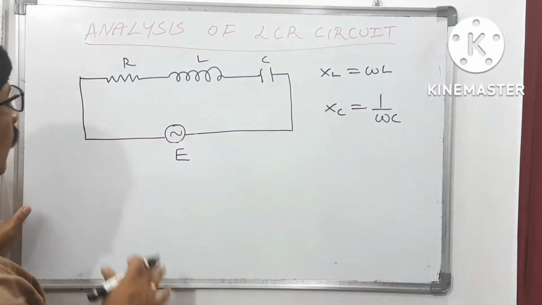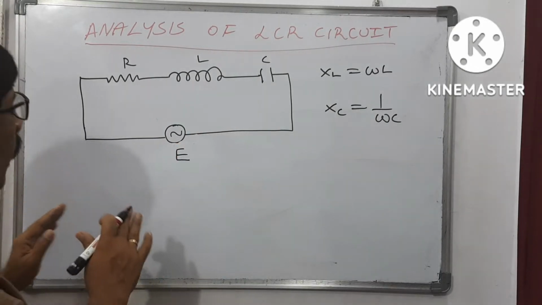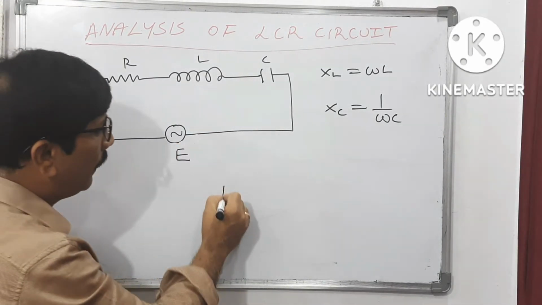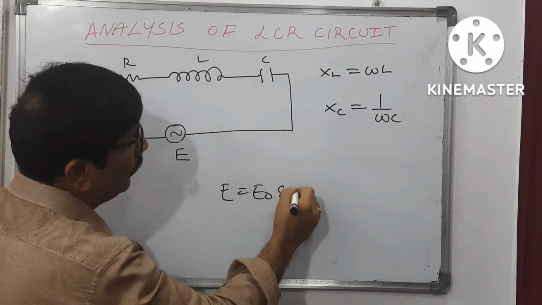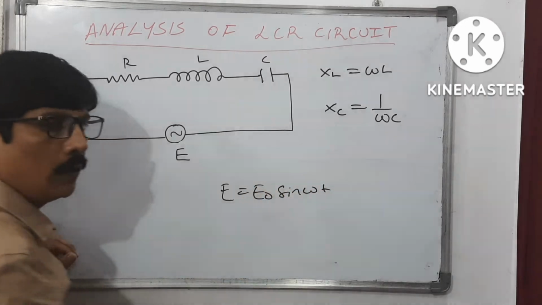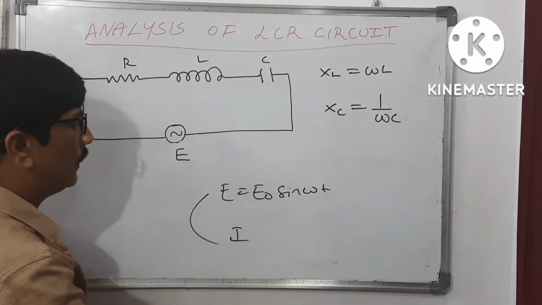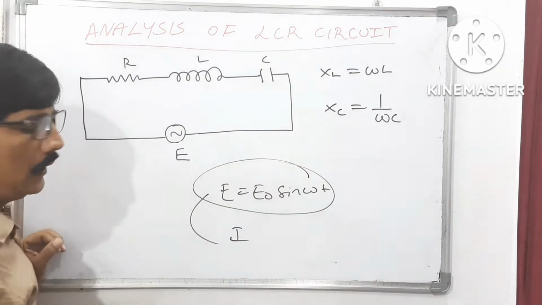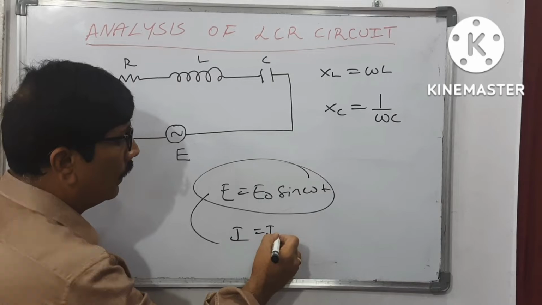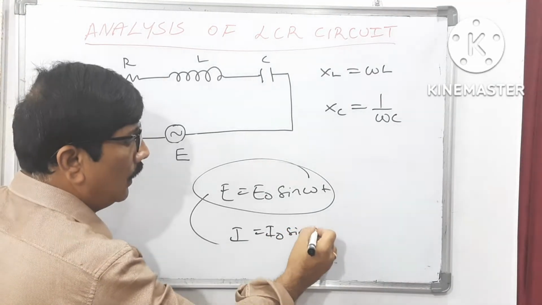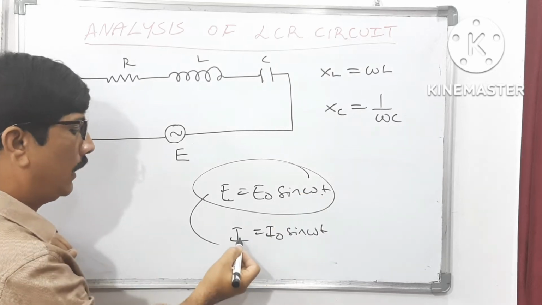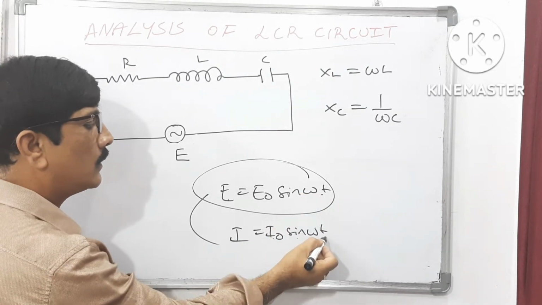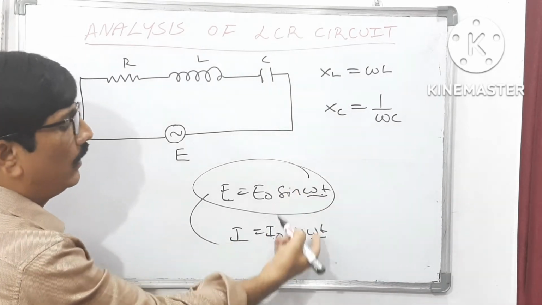So now we are going to discuss what will happen. For example, if you are taking the E equal to E naught sin omega t formula, finally, what is the current relation? By using the EMF relation, we are finding the current relation. If it is pure resistive circuit, if E is equal to E naught sin omega t, then I is equal to I naught sin omega t. So there is no phase difference.